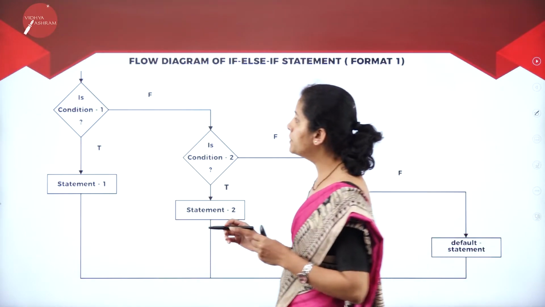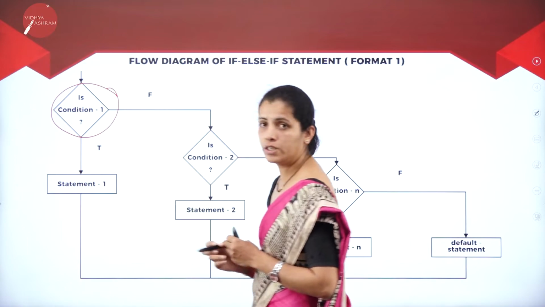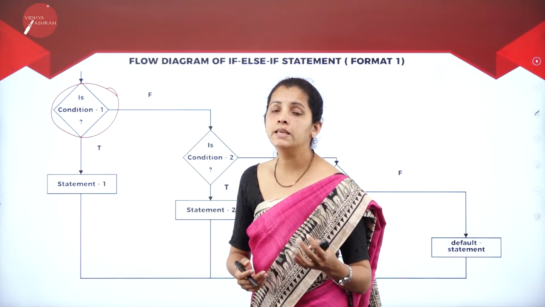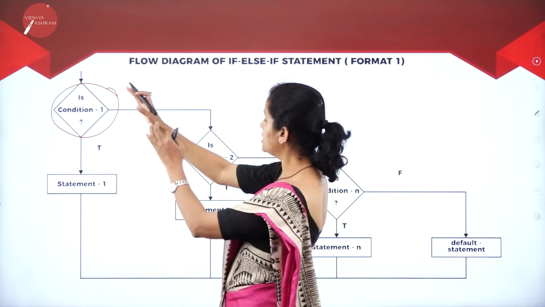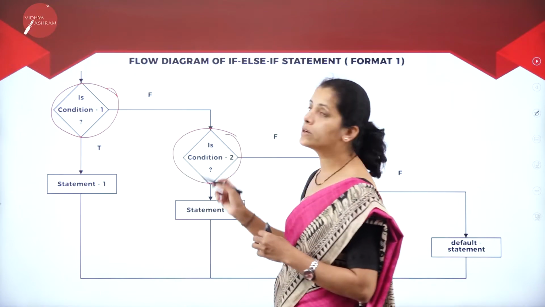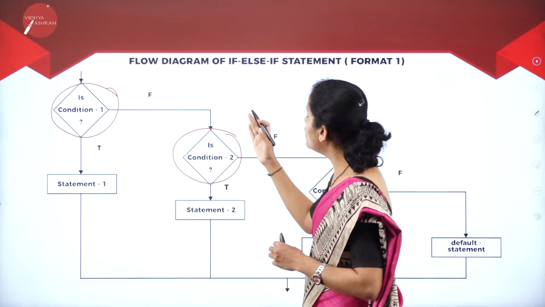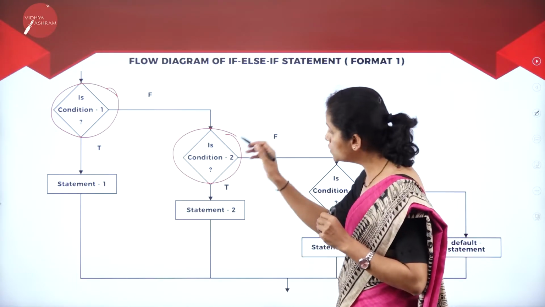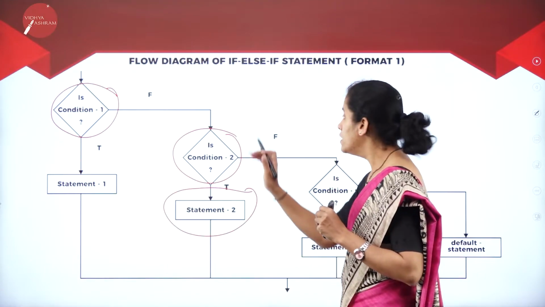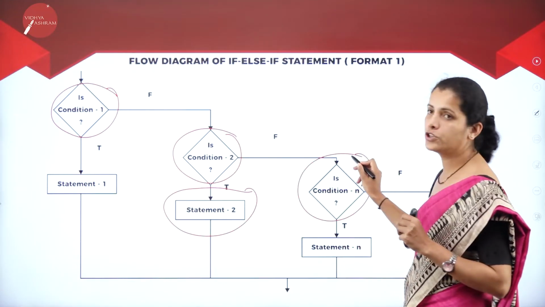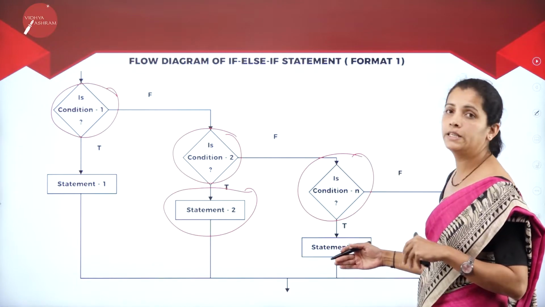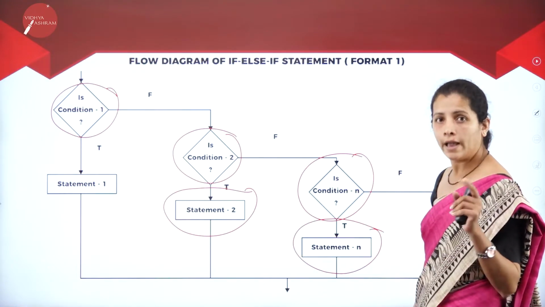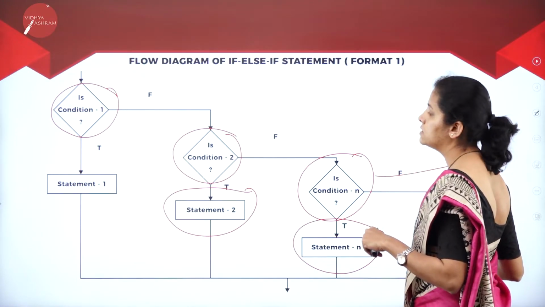So here at the beginning, I'm going to have the condition. If this condition is true, what do I want to do? I want to display statement 1. If this condition is false, once again I am going to write the condition. For this also I am going to have two possibilities, one is true and one is false. If this is true, statement 2. If this is false, once again a condition. For this also I am having two possibilities, true and false. If this condition is true, execute the first statement, else execute the next statement.